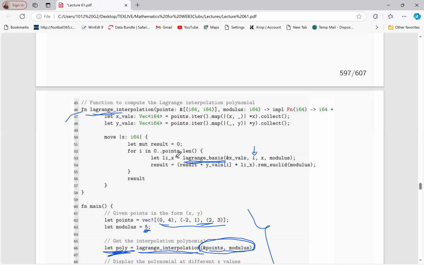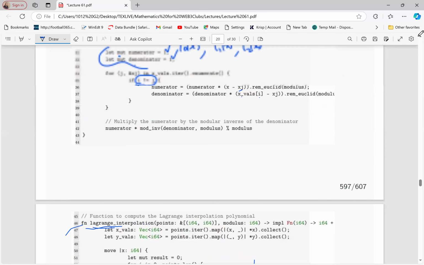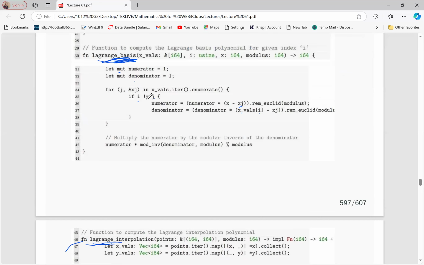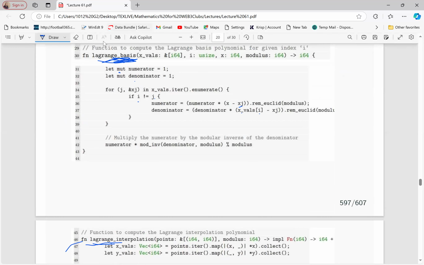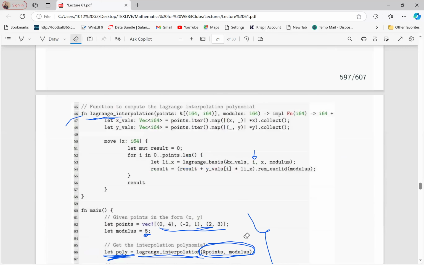So it reached here and discovered, I don't have the L0 of x. Then it calls on the function responsible. The function responsible is the Lagrange basis. So it comes here. This is the function, Lagrange basis. So Lagrange basis has to provide that. So that is how the process begins from the main function, goes up to above, and so on. Let me share the code so that you can see how it runs.